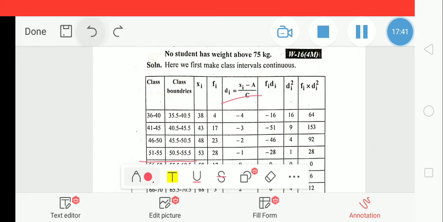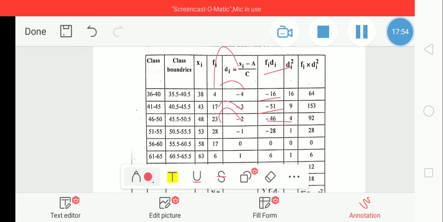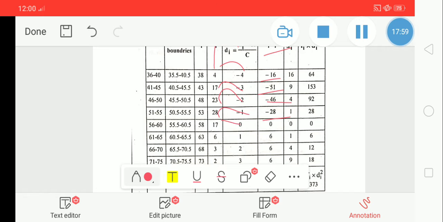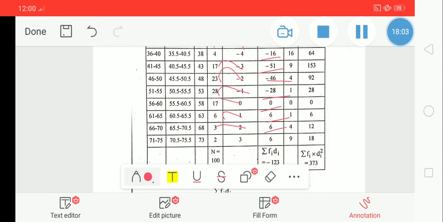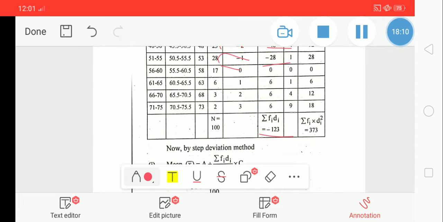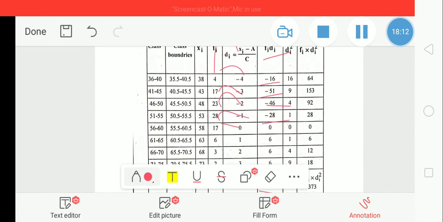Now to find the mean we need fi di. So fi multiplied by di. 4 multiplied by minus 4 is minus 16. 17 multiplied by minus 3 is minus 51. 23 multiplied by minus 2 is minus 46. 28 multiplied by minus 1 is minus 28. 17 multiplied by 0 is 0. 6 multiplied by 1 is 6. 3 multiplied by 2 is 6. And 2 multiplied by 3 is 6. So this is the fi di. So summation of fi di is minus 123.